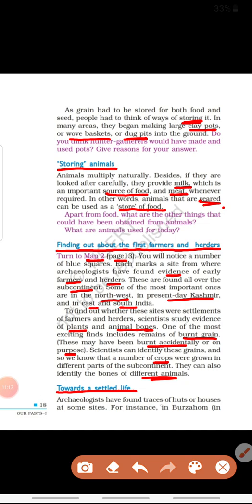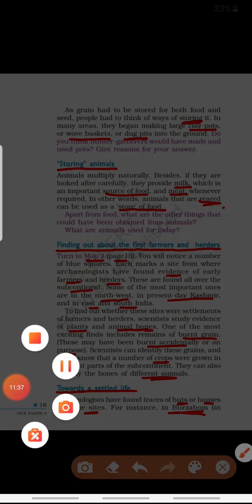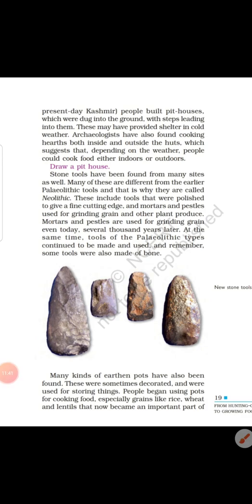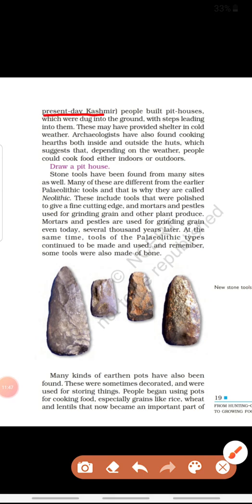Archaeologists have found traces of huts or houses at some sites, for instance in Burzahom. So scientists have found huts and houses in this place, Burzahom. Now Burzahom is in which place? It is in present day Kashmir. People built pit houses which were dug into the ground. So what are pit houses? The houses which were dug inside the ground, and there were steps leading them inside the house.